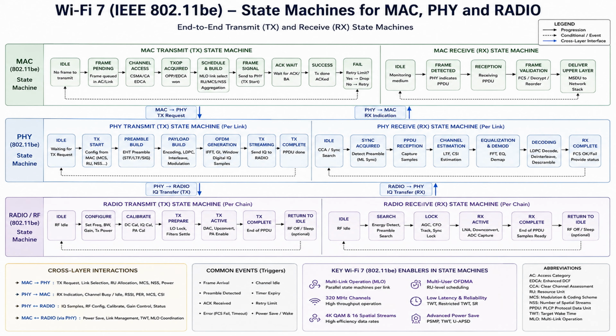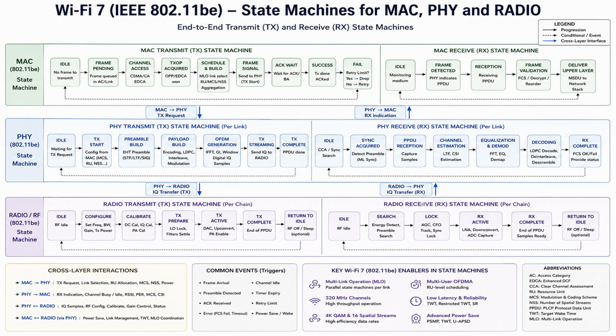Finally, the intent of this diagram is to abstract state machines for the concrete Wi-Fi 7 features. The enablers box on the lower right reminds you why these state machines look the way they do. Multi-link operation is literally why the PHY runs parallel per link. 320 MHz channels and 4K QAM with 16 streams drive the per-chain radio design. And target wake time and the advanced power state modes are why every layer has those optional sleep transitions.